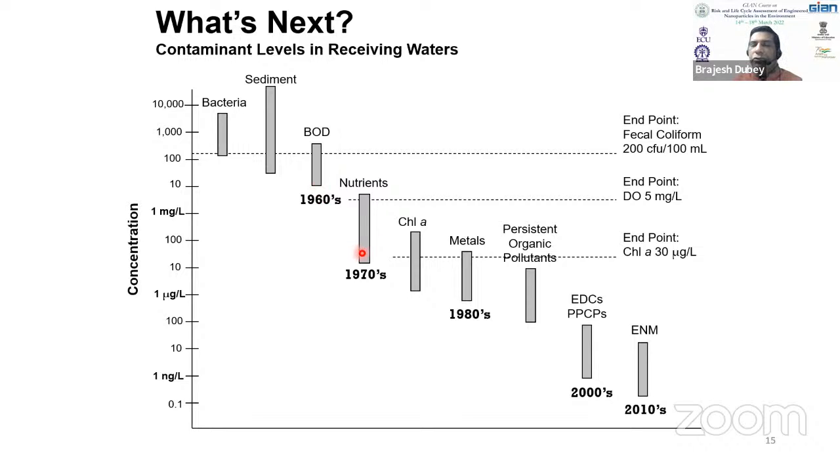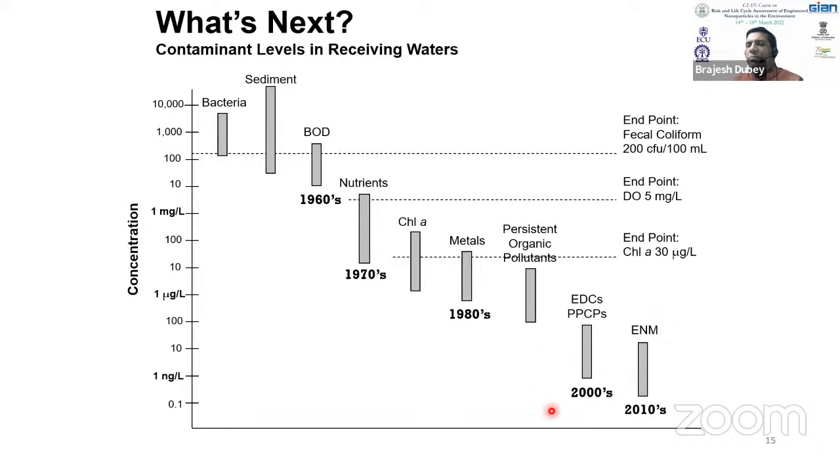We had the issues of nutrients after the agricultural revolution. A lot of use of fertilizers, nitrate, phosphate, getting into the environment. So we started seeing a lot of nitrates and nutrients. Before that, we had BOD because of fecal matter getting into the aquatic system. These are all in receiving waters. Then we had metals. We have persistent organic pollutants, POPs. We have EDCs, endocrine disrupting compounds, and pharmaceutical and personal care products. And then for some time now, we have also been focusing on engineered nanomaterials.